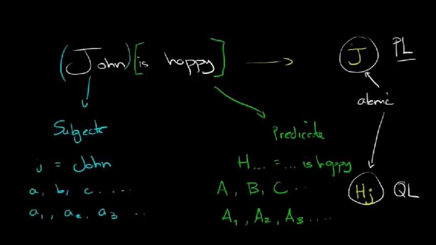In PL we just had this one sort where we had a sentence letter in isolation, and this was the smallest building block of the language of PL. In our case, one of the smallest building blocks in QL is this combination of a predicate and a subject.